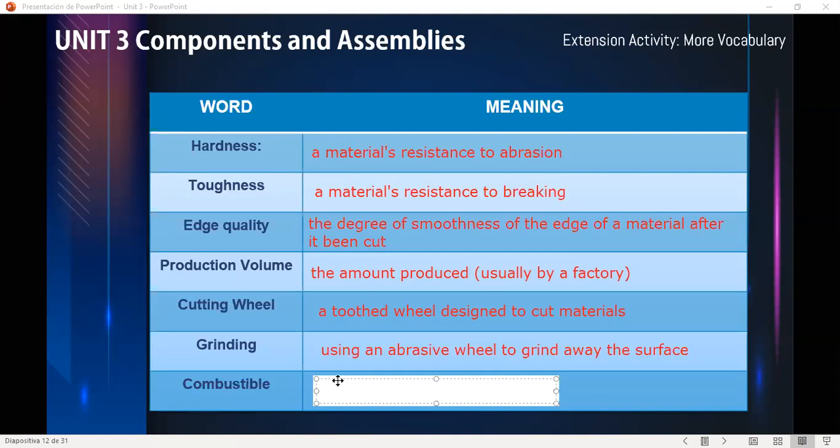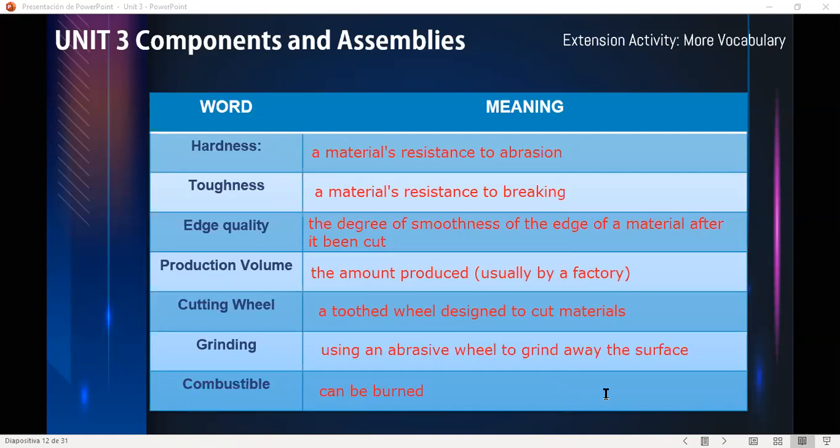That's the meaning of combustible: it can be burned. Like a synonym of flammable. That would be like the other word that you can use. That's good, that's interesting.